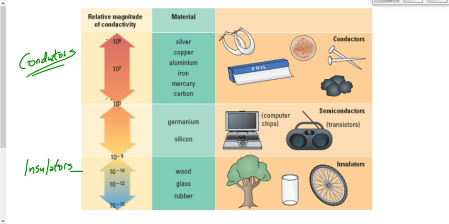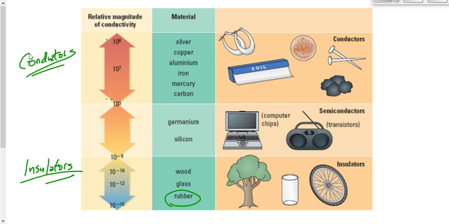You can see that the conductivity of the insulators is much, much lower, 10 to the minus 10, 10 to the minus 12. It doesn't mean that they can't conduct. They can, just not nearly as well as the conductors. If we look at one of the poorest conductors, which is rubber, it's about 10 to the minus 15.